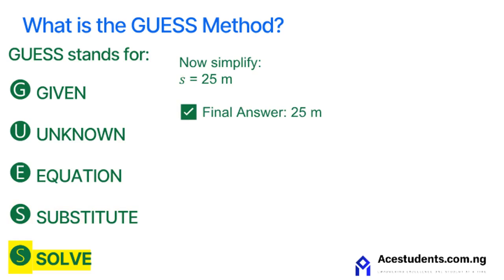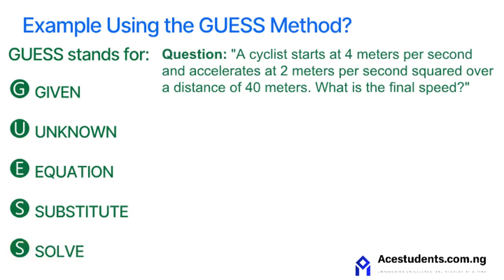Step 5. We solve. Now calculate the result. Your answer should include both the number and the correct unit. Let's solve this step by step using the guess method. A cyclist begins at 4 meters per second, accelerates at 2 meters per second squared, and travels 40 meters. We are asked to find the final speed.